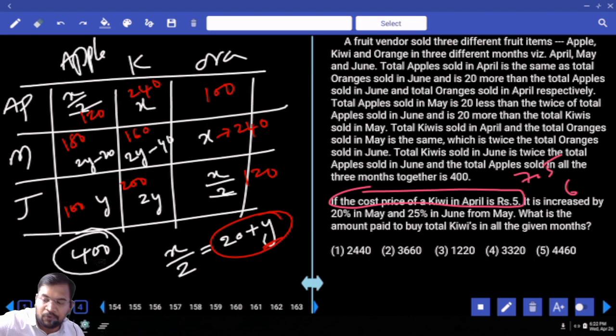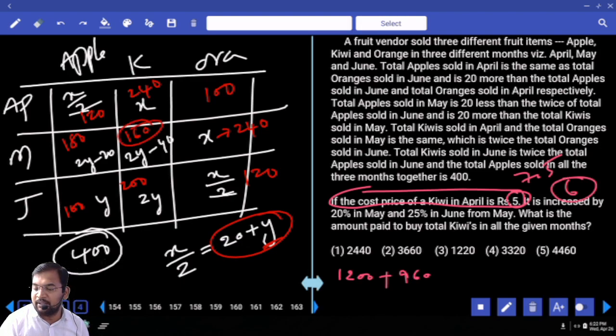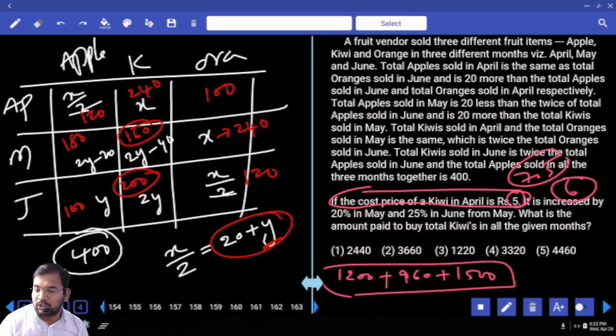Are you clear? Which fruit? Kiwi. What is the amount paid to buy total kiwis in all the given months? Kiwi. April month 240, 240 into 5 rupees, 1200. Clear? Here 160 into 6 is 960, next to June. June how many? 200 into 7.5, 1500. All of it clear? 1500 plus 960 plus 1200, so the total is 3660. Otherwise, end with options. Okay, no problem. Are you ready?